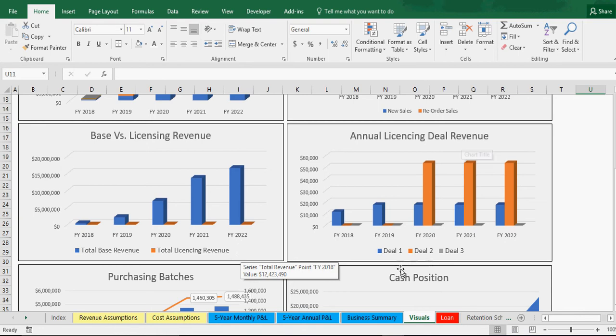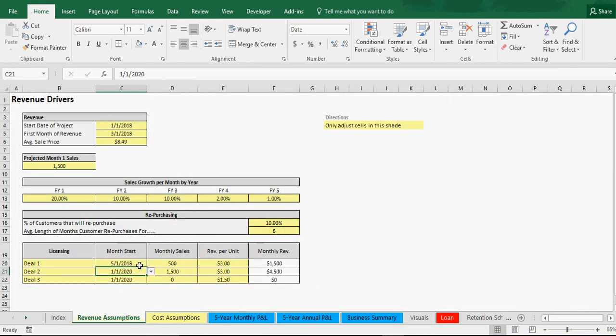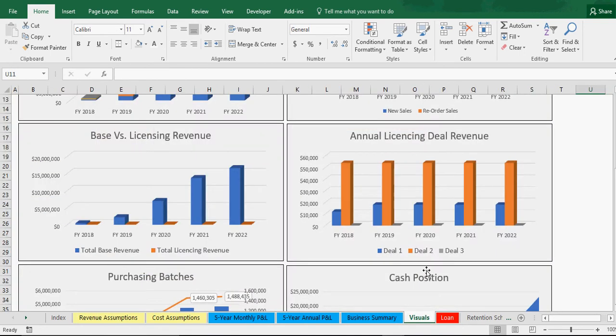So this is just saying if you do the licensing, here's what each deal is going to bring in. And on a time basis, you can see this. If I put this to 2018, it would go there. They popped in for 18, so you can adjust based on the years you plan on doing those.